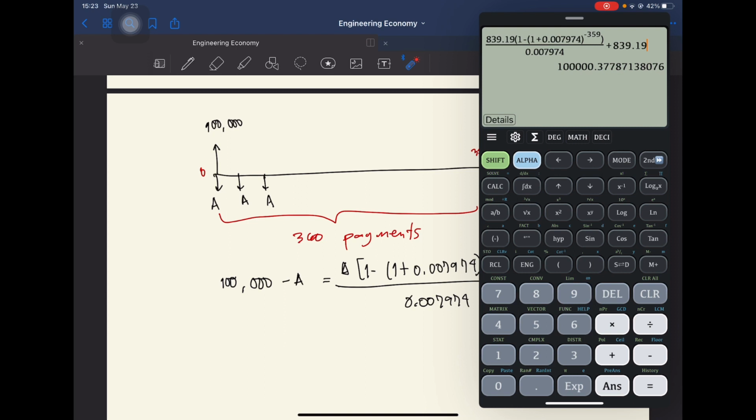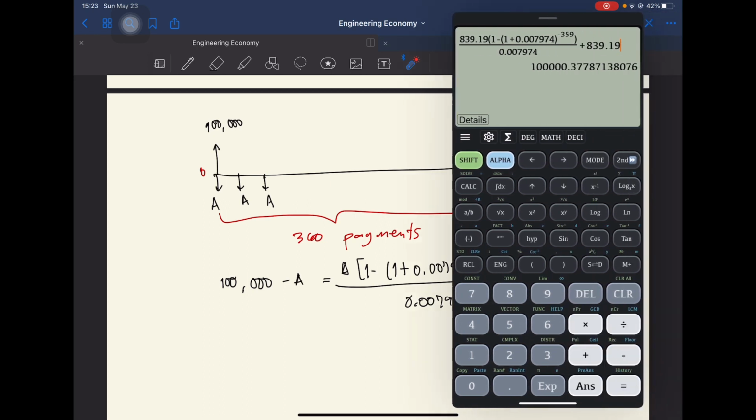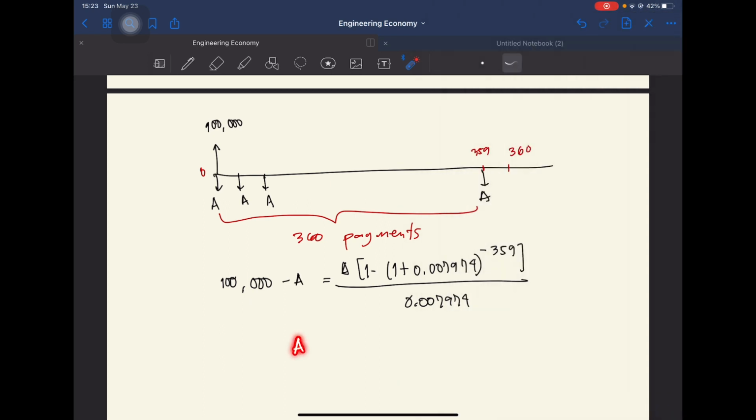Nag-round off lang kasi tayo. Maybe rounded off na rin yung answer and yung interest rate natin is rounded off. So, there is a little bit of discrepancy. Okay, so yung A natin is 839.19. Okay, that is your final answer.